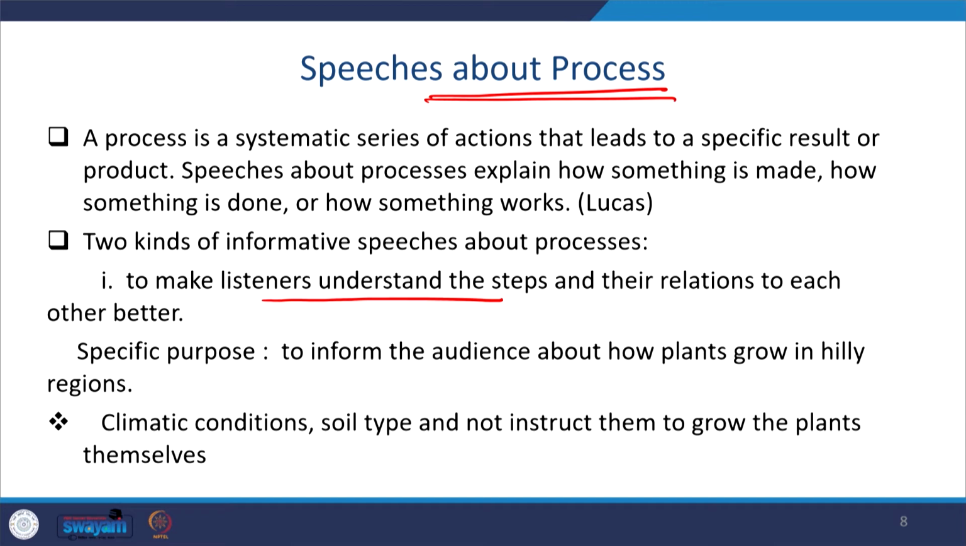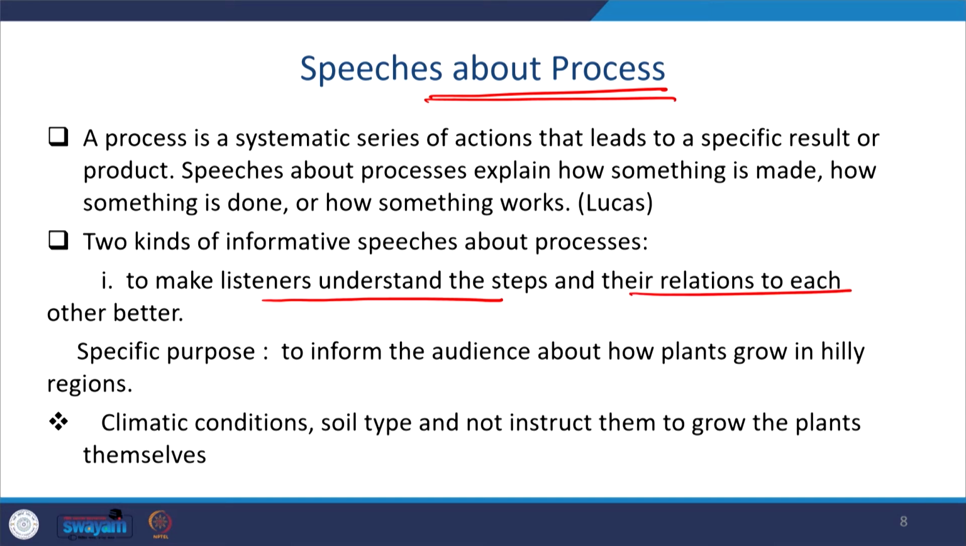So, if you leave out one step, naturally the process will not be complete. You have already talked about how communication also is a process, right from the sender to the message, to the medium, to the receiver and finally to the feedback. Like that, when you talk about a process, you are going to make your listeners understand the various steps and their relations to each other better.